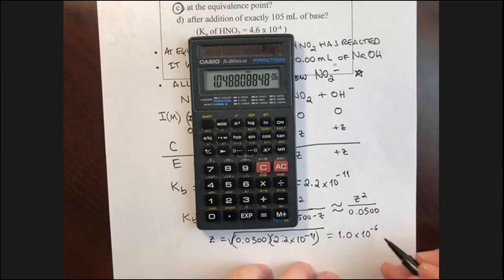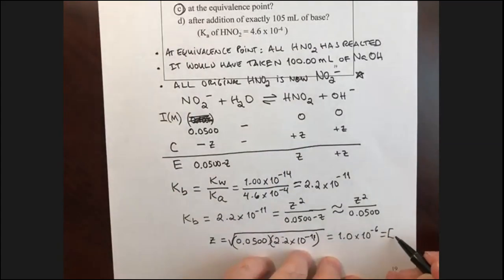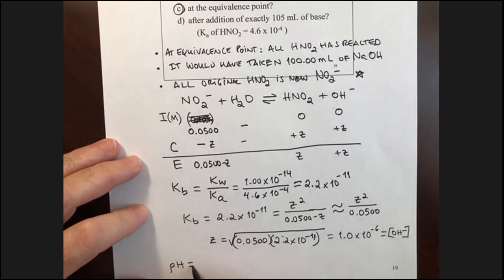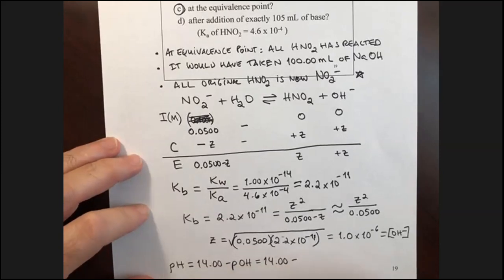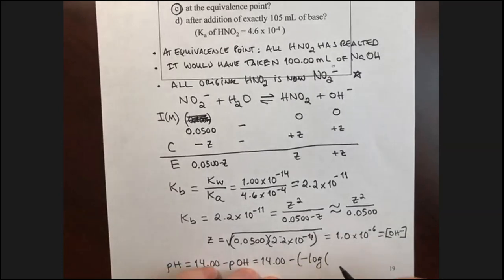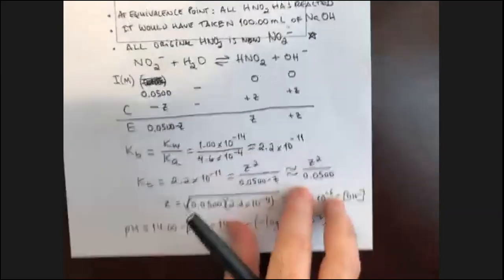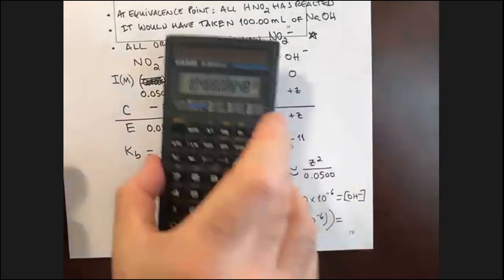Now, remember, this would be the concentration of hydroxide ions. We're looking for the concentration of hydrogen ions. So one way we could do this is we could say pH equals 14 minus the pOH. In other words, 14 minus the negative of the log of 1.0 times 10 to the minus 6. And what did you guys get from there? All right, so we had that number there.